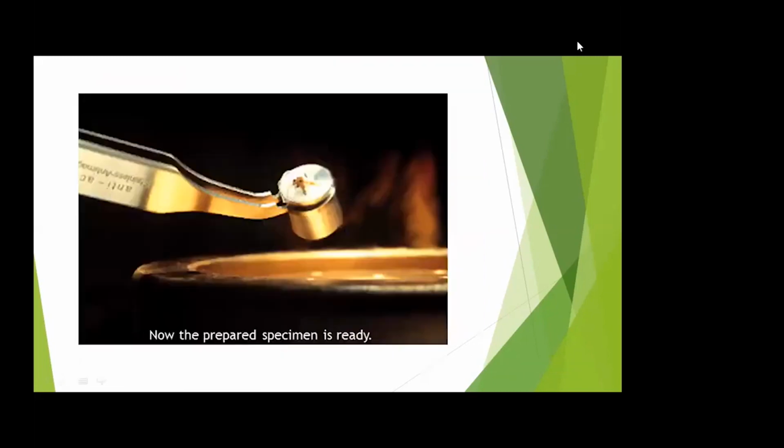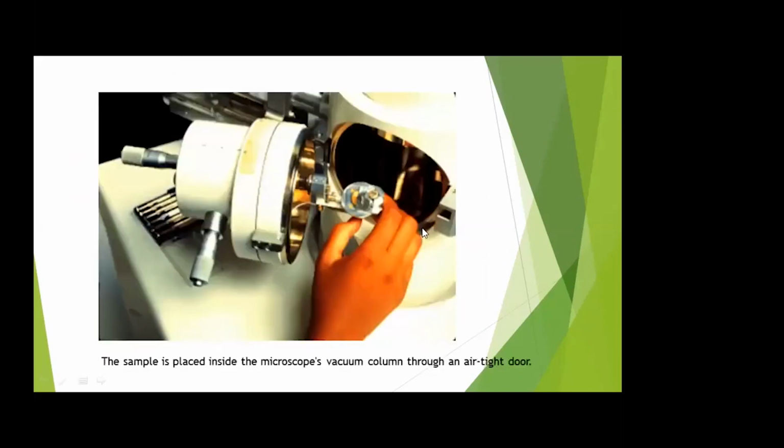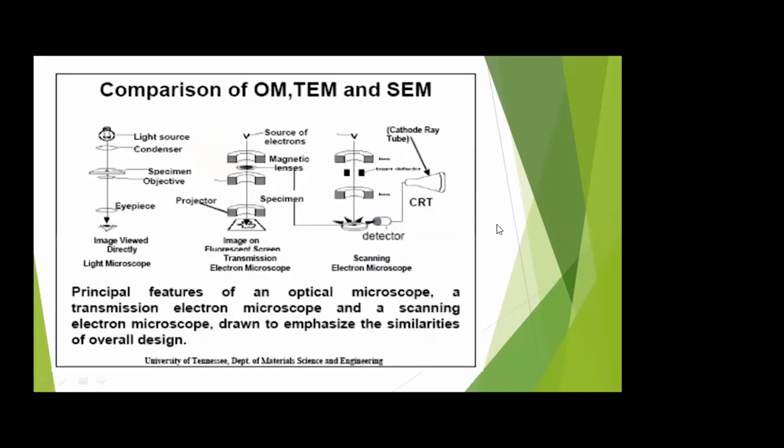So this is a prepared specimen now. The specimen is fixed here and it is mounted here on the stub. Now we are placing it in the chamber. The sample here is placed inside the microscope's vacuum column through an airtight door.